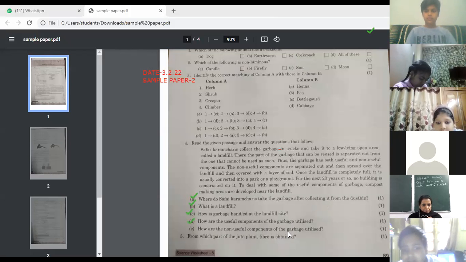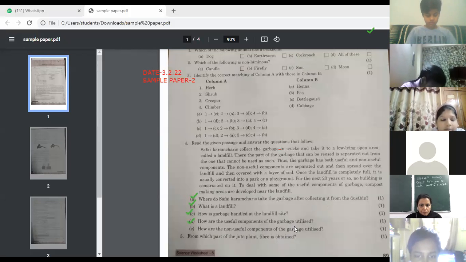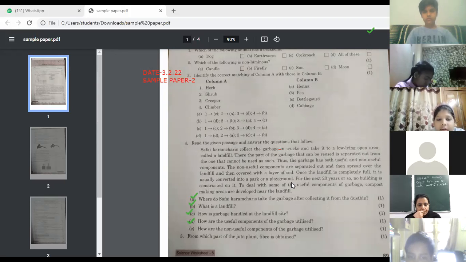Next is D. How are useful components of garbage utilized? Charvi? Ma'am, by the process of decaying, which is known as composting, and some waste like fruit and vegetable peels are composted through vermicomposting. Yes. And the useful components of garbage are converted into manure in the soil. Okay. So by the process of composting and vermicomposting, useful components are utilized to increase the fertility of the soil or to make manure.